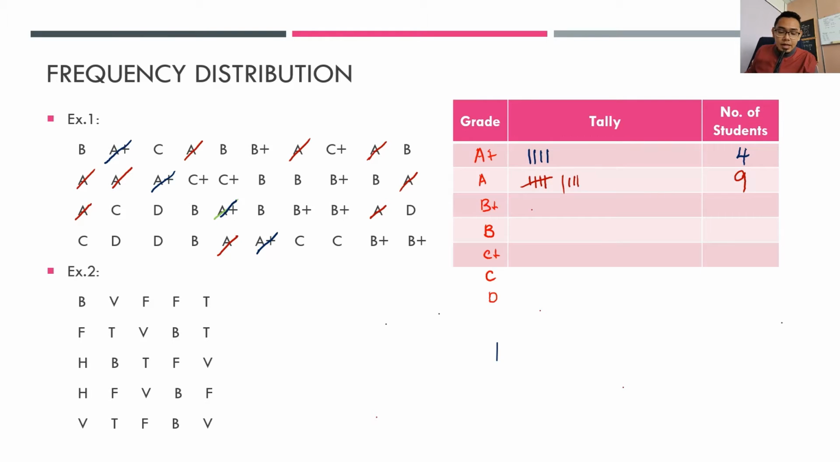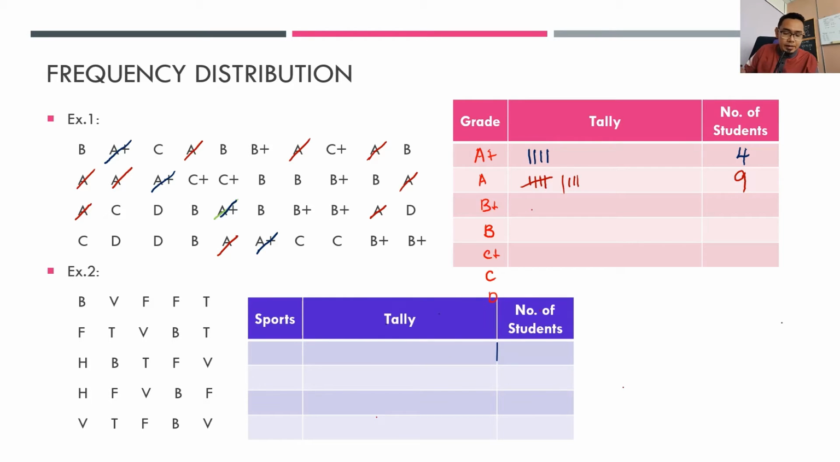So let's suppose we have this, I think sports. We have volleyball, football. Let's try to make this into a frequency distribution table. So we have B, F, V, T. Now you have to count one by one. Suppose for B, 1, 2, 3, 4, 5. So you have 5 here.